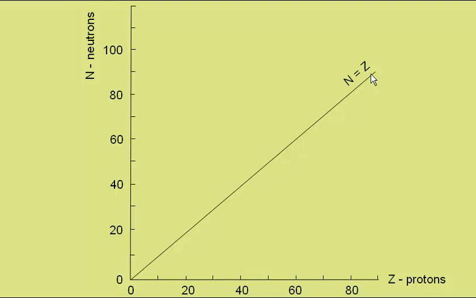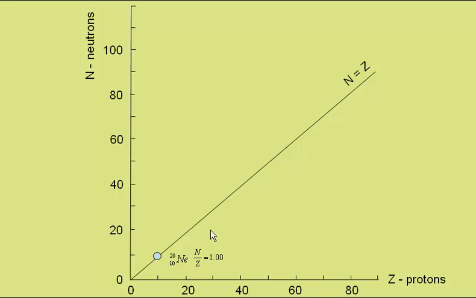The first isotope I'll add to the graph is neon 20. This has 10 protons and 20 minus 10, which is 10 neutrons, and it appears on this line. If we divide the number of neutrons by the number of protons, for this isotope we get 1.